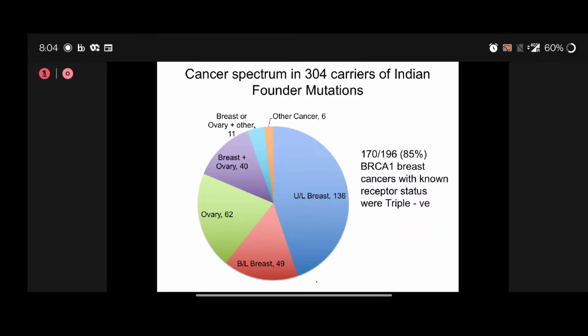So this is our own data. Most of the patients who have BRCA mutations present with early onset unilateral or bilateral breast cancer. About 1/3 of them would have ovarian cancer. And in BRCA1, the majority are triple negative.